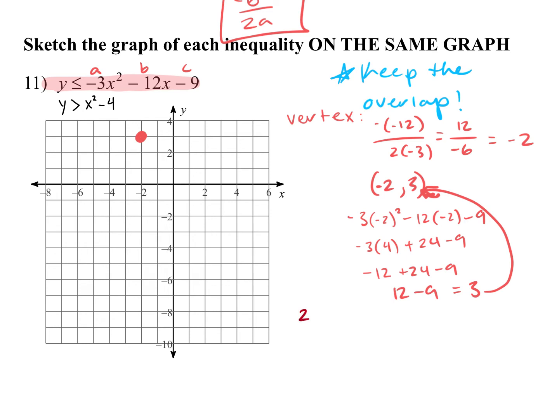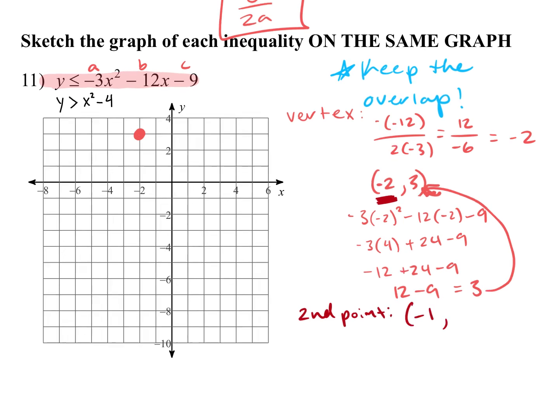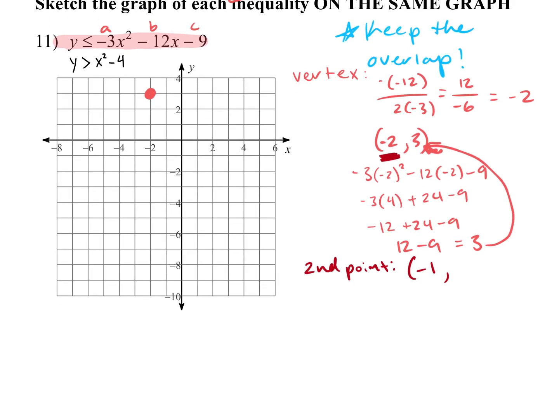Now, how do I find my second point? Remember, we need at least 3 points for each graph. Plug in a number close to the axis of symmetry, which is my x value. So what's a number close to negative 2? Sure, negative 1. So let's plug in negative 1 into the x. So that is my x coordinate. I plug it in to find the y.